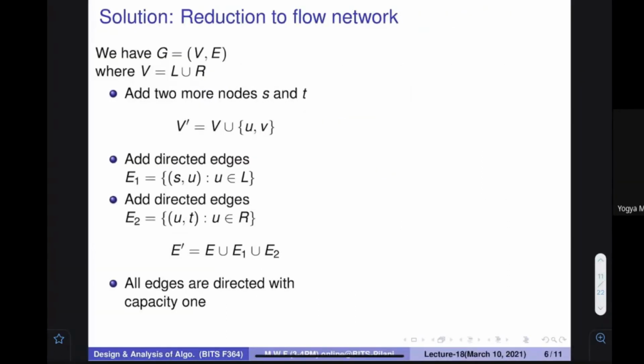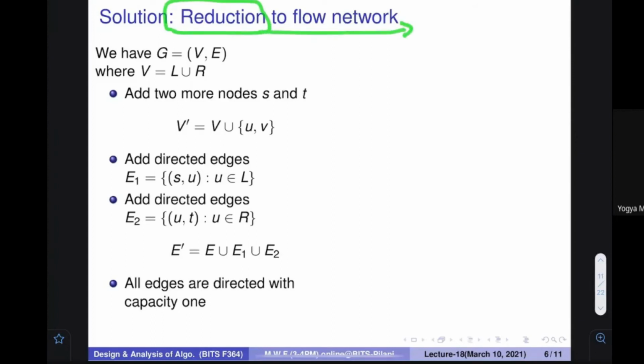Okay, so now we have understood the problem. Let us also talk about the solution of this particular problem. And the solution is very simple. Actually, it uses something that we have learned in the last class. The solution says that we are going to reduce the problem to the flow network problem.